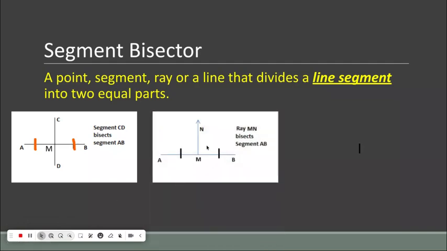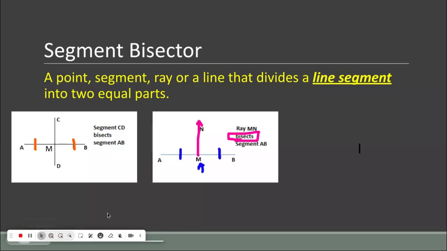Here's another one. Instead of having a segment cutting a segment in half, now we have a ray cutting a segment in half. So this one shows a ray, MN, cutting this segment AB in half. How do I know it's cut in half? First off, they tell us it bisects, keyword, bisect, meaning cutting in half. Also, they have the tick marks on the diagram showing us that AM is equal to MB. Hence, this is the midpoint, or the bisect, of AB. So M is the bisect point of AB.